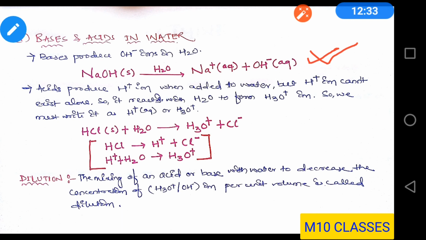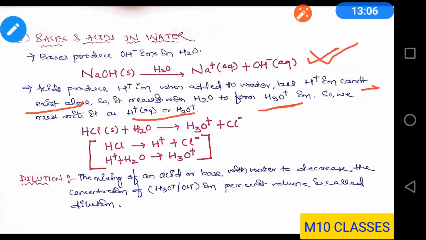What is that? Acid produces H plus ion when added to water, but H plus ion cannot exist alone. So what happens? This H plus ion combines with water to form H3O plus ion. This is important. And so as it is forming H3O plus ion, instead of writing H plus only, we must write it as H plus aqueous or H3O plus.